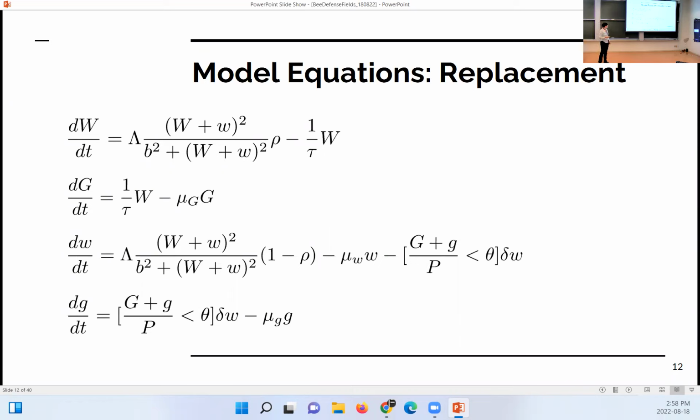Mu capital W. Why is there not a death rate for the non-guarding? Okay, yeah. That is a good question.